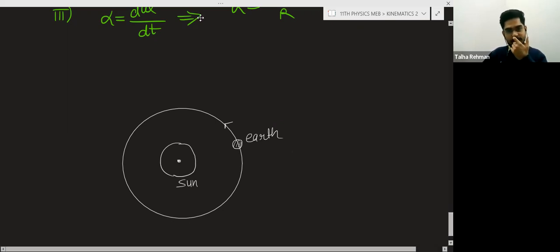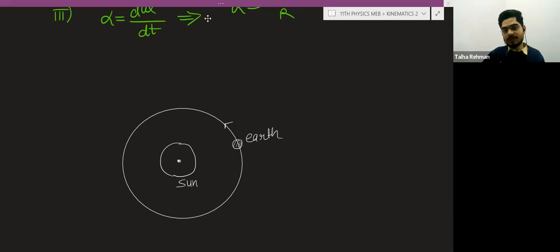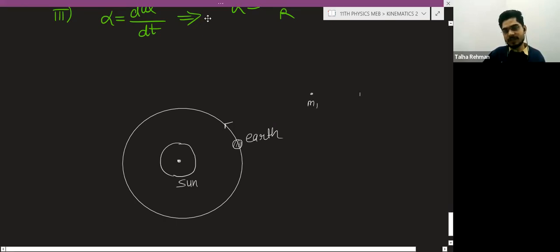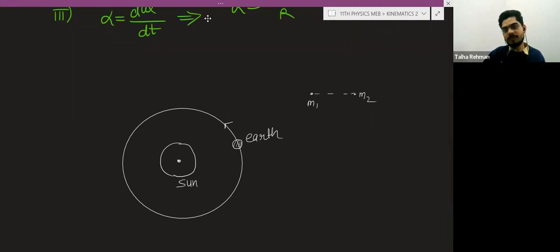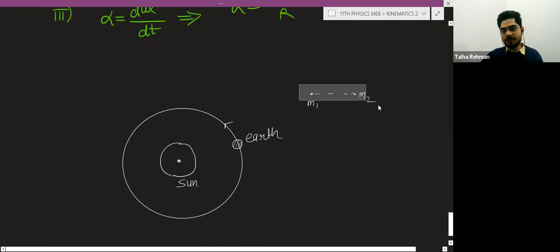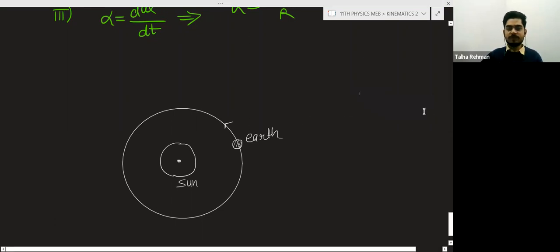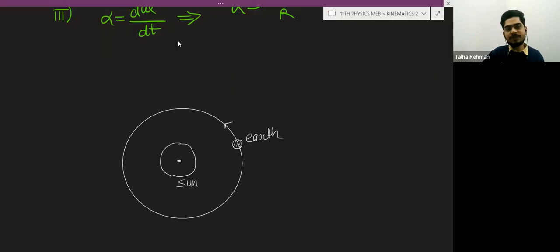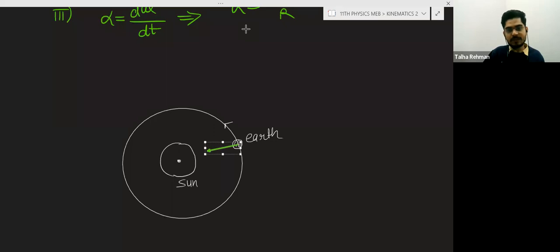Gravitational force. Very good. Between two masses, we will study this thing in gravitation. If there are two masses, there will be the gravitational force between the two masses, equal and opposite. This gravitational force is always attractive in nature. So basically the center of the sun will attract this earth with the gravitational force. So here is the gravitational force.